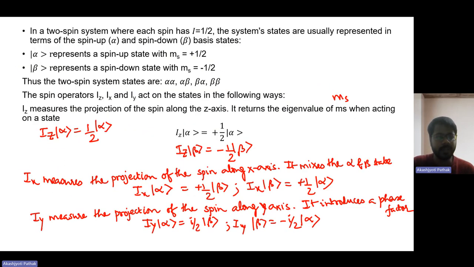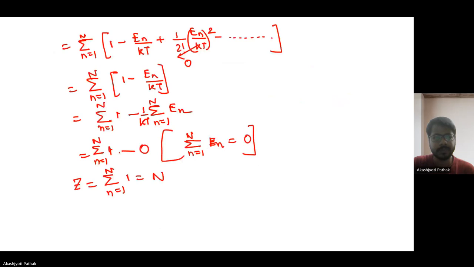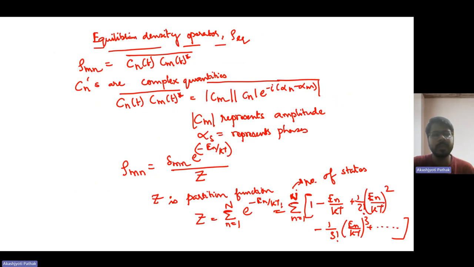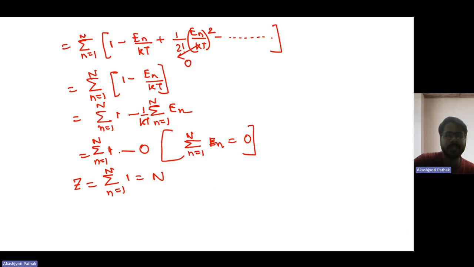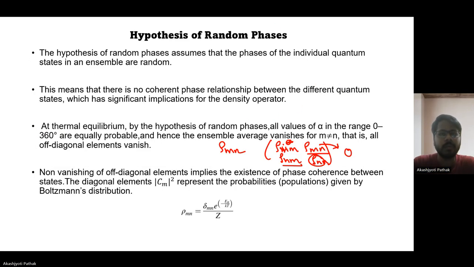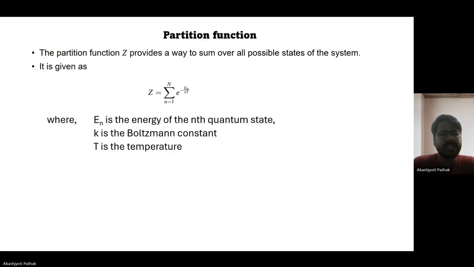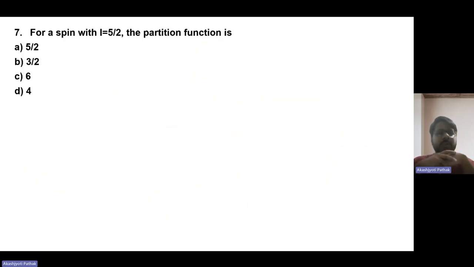So for a spin with I equal to 5 by 2, try to solve this question. We had derived this also in this slide, if you remember. From the equilibrium density operator, we had derived the partition function. I discussed that it is basically the number of states that are possible. So for a spin with I equal to 5 by 2, what will be the partition function? The options are 5 by 2, 3 by 2, 6, and 4.